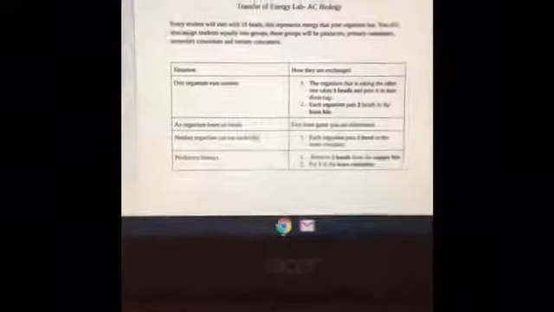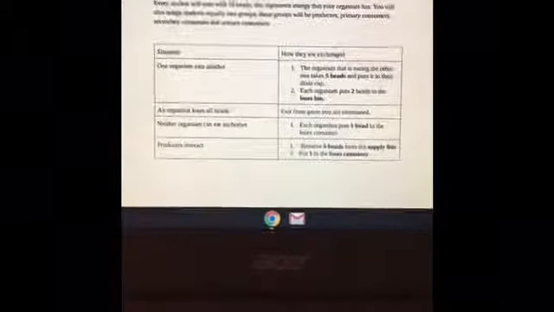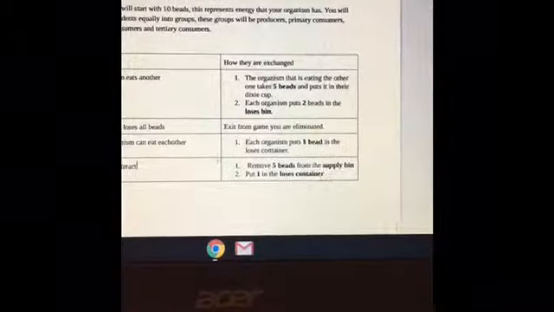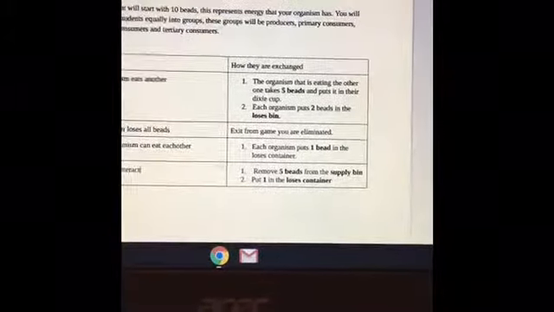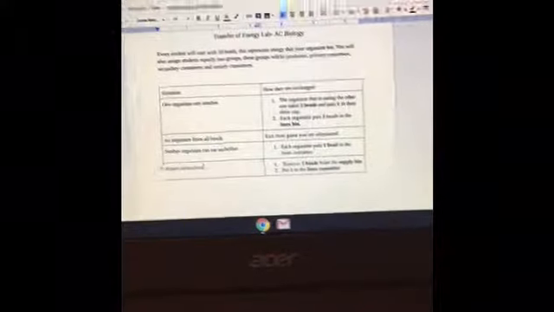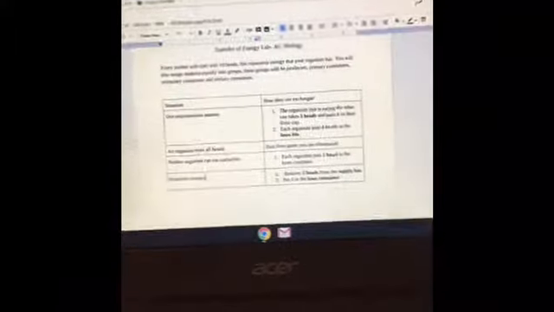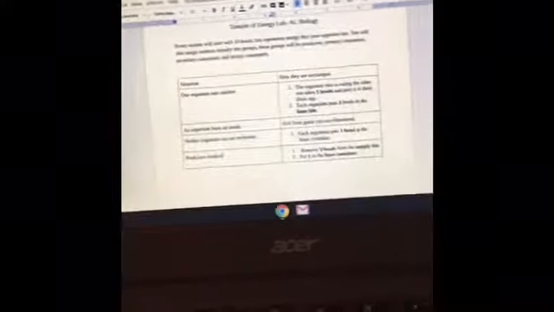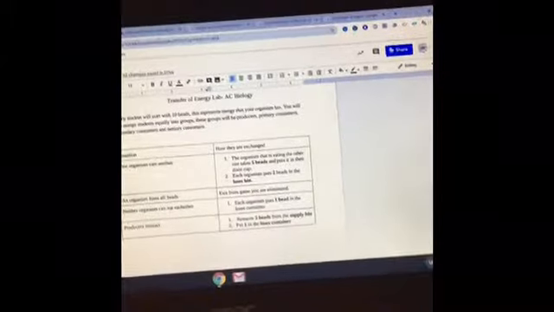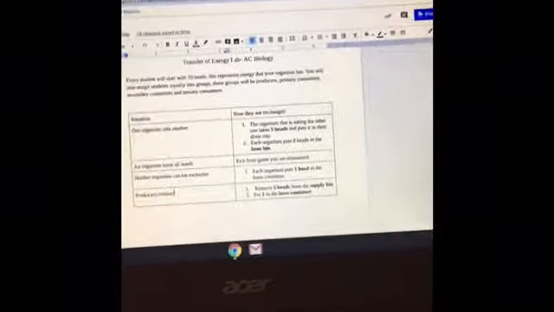On the doc, I've already inserted a table, and it explains when one organism eats another, the organism that is eating the other takes 5 beads and puts it in their Dixie cup, and each organism puts 2 beads into the losses bin. And basically, what the loss bin represents is the energy that the organisms either poop out or their bodies don't absorb and they just burn off completely.